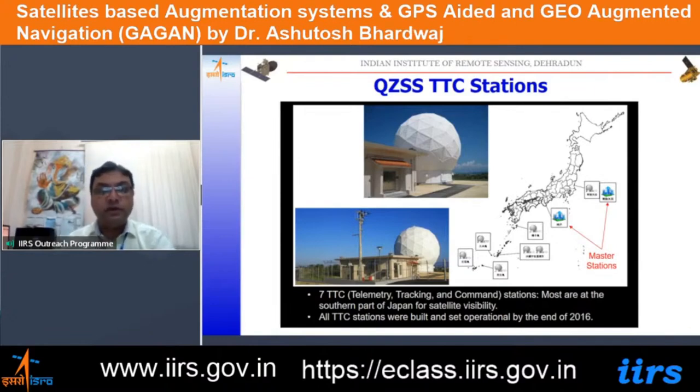So these are the photographs of the telemetry, tracking and command stations in the Japan region.